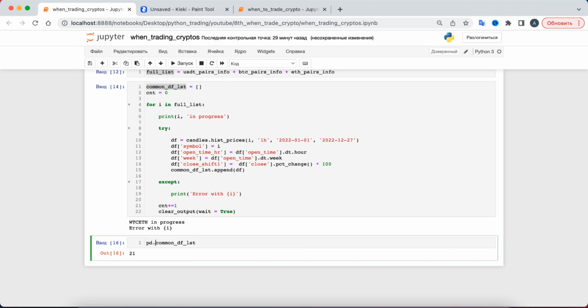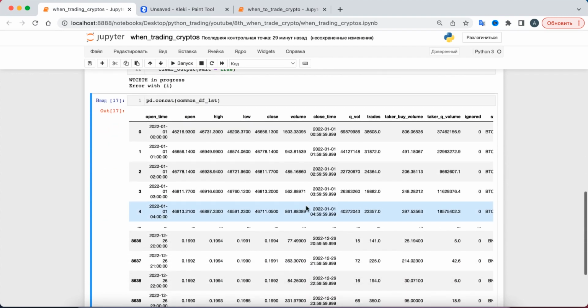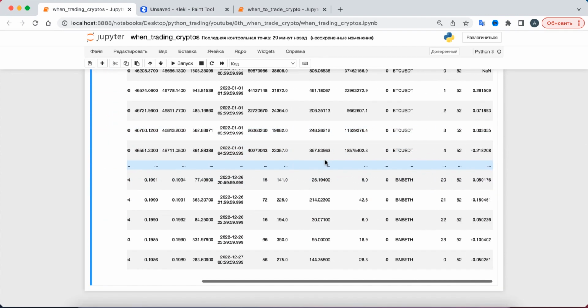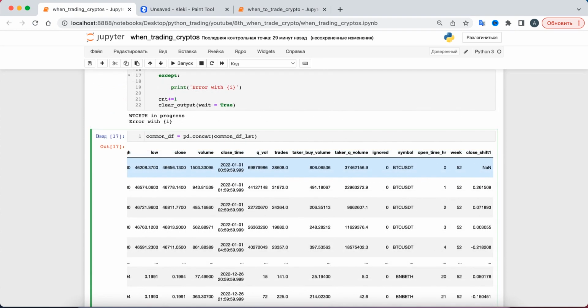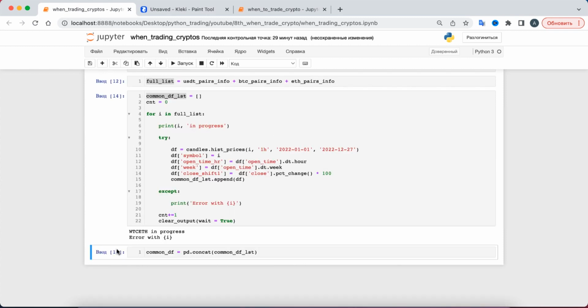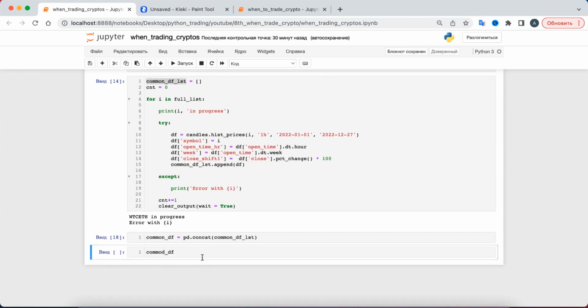We need to use the pandas command concat to have a united table with information about different assets. Create a new variable for this table and go to the next step. And now we need to choose a measure for volatility, to understand whether it is big volatility or not, and to choose the best hour to trade on cryptocurrency.